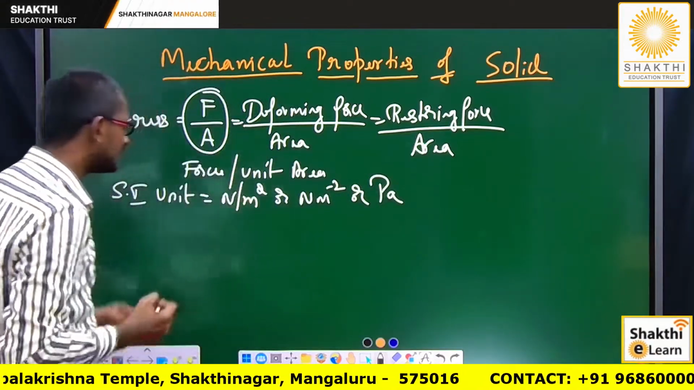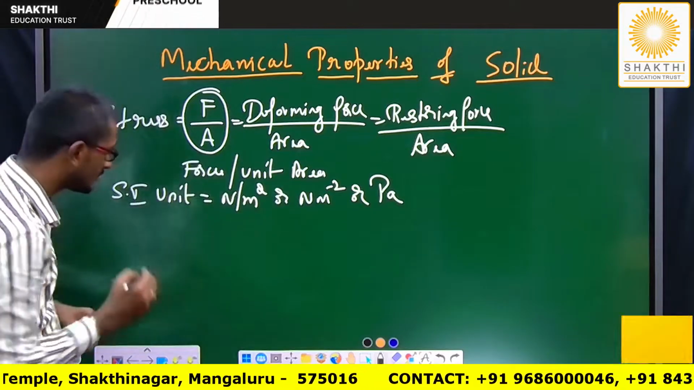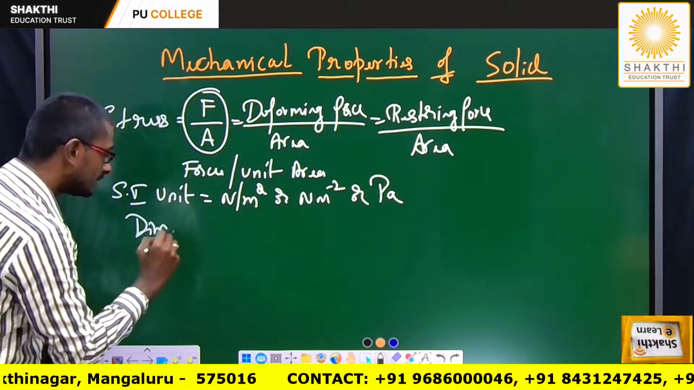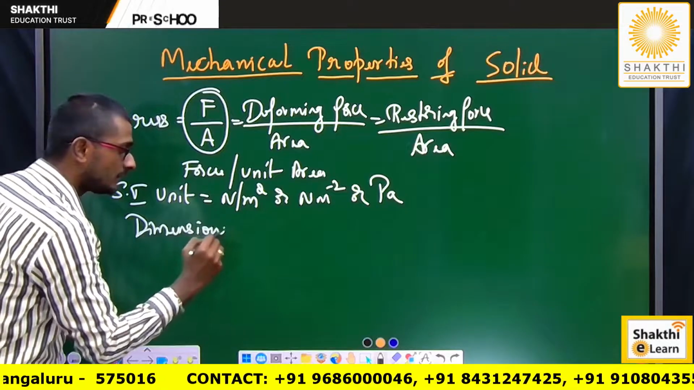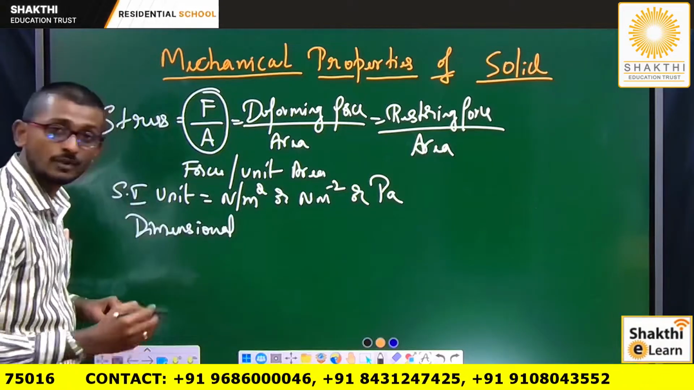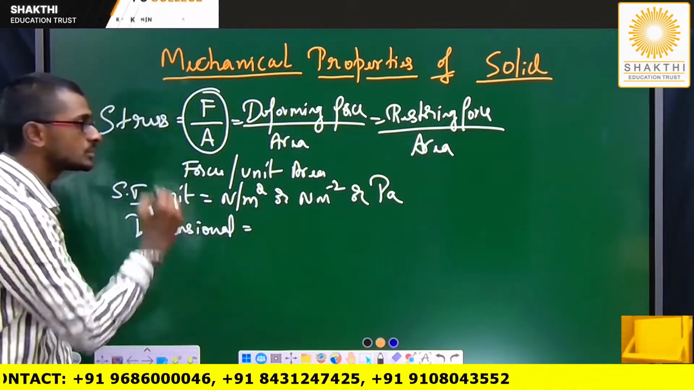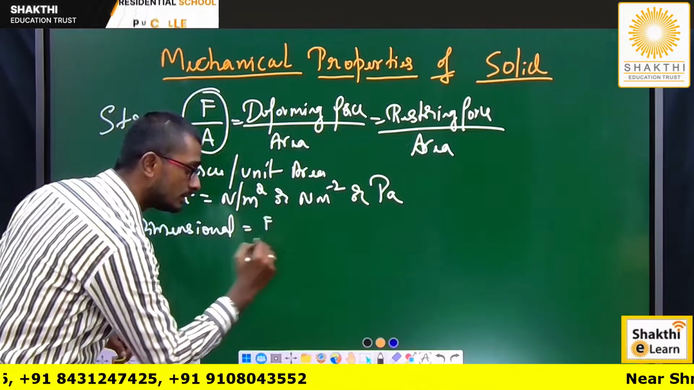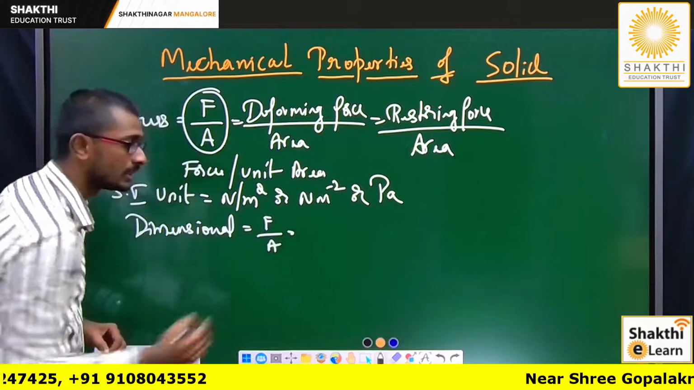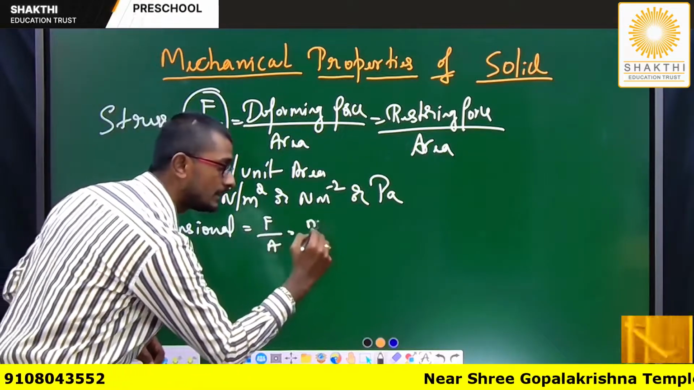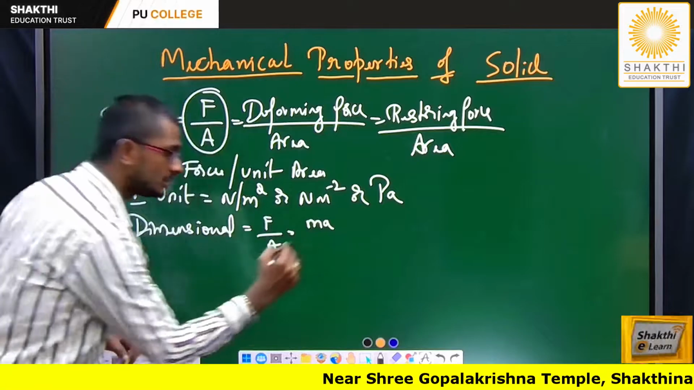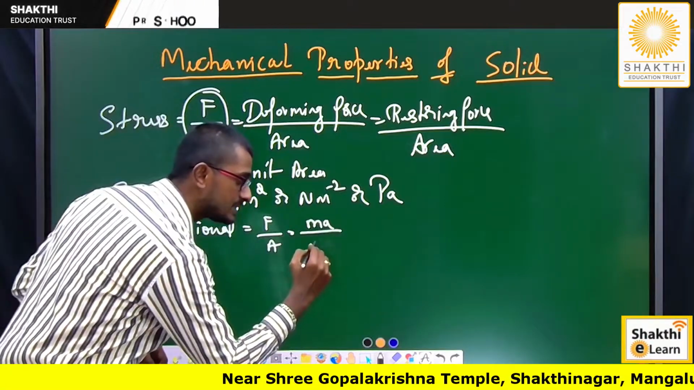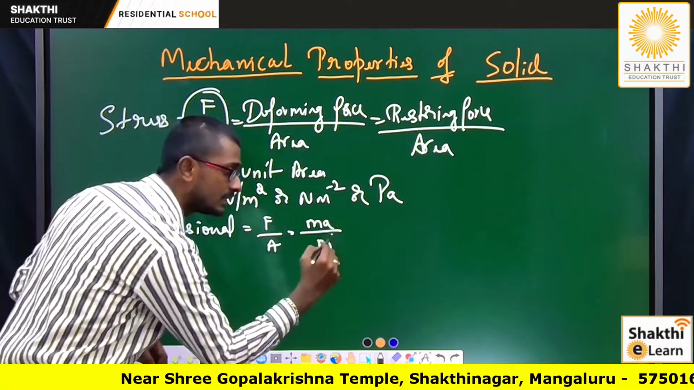Now, we can write the dimensional formula. Can anyone guess the dimensional formula? Very easy. How to write the dimensional formula? Newton means what? Force per unit area. Correct, no? Force by area. We'll write the dimensional formula. Force is nothing but mass into acceleration. And the area is nothing but meter square.